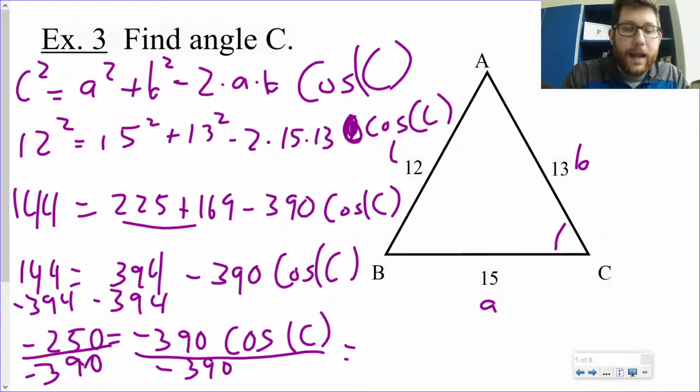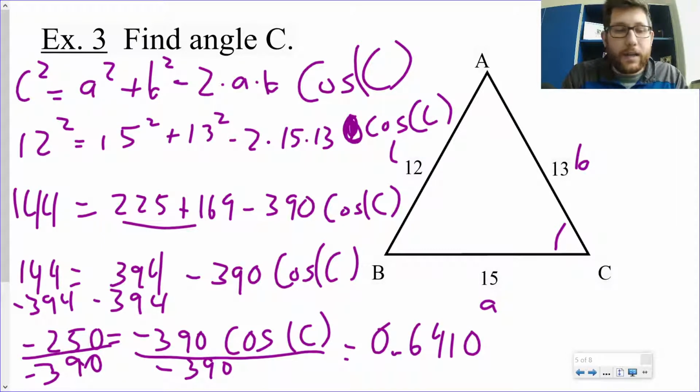And I'm going to get this nasty decimal, but it's important that we get a lot of decimal places. So you get 0.64102, I'll take it out 4 decimal places, is equal to cosine C.